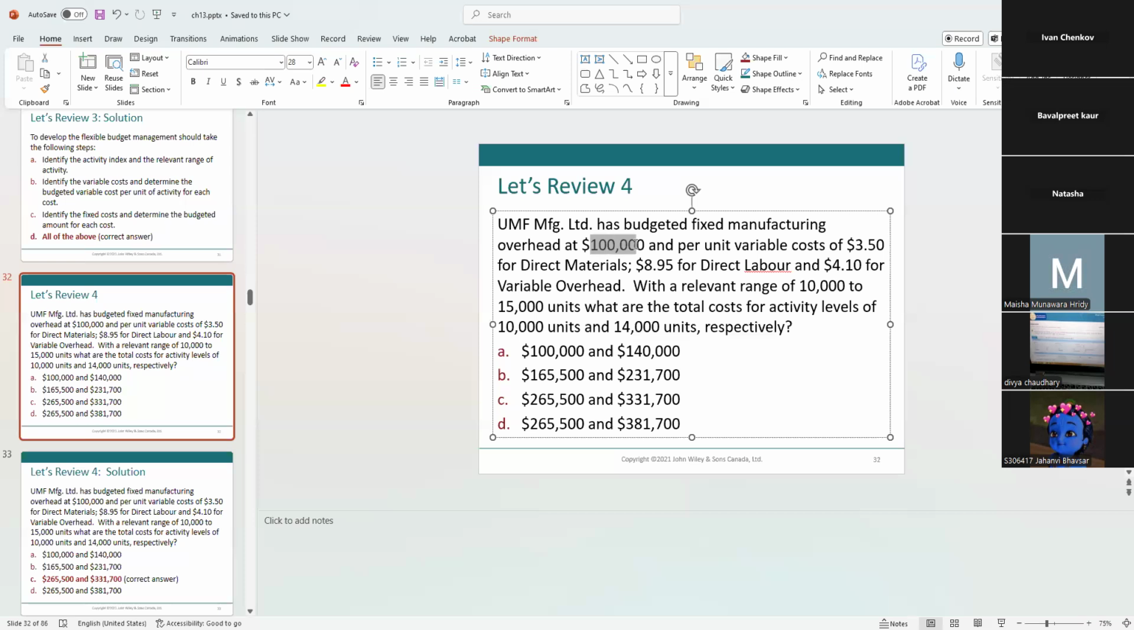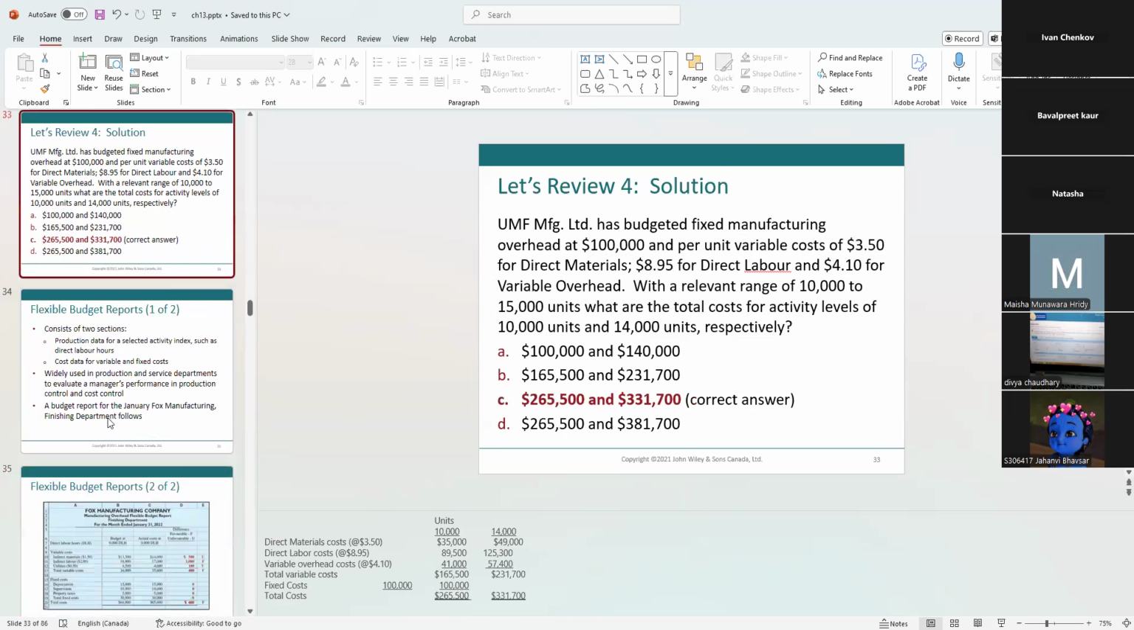Once you get the fixed cost and once you get the variable cost times the number of units, either 10,000 or 14,000, you're going to get the total cost. And that's how you're going to answer those types of questions.